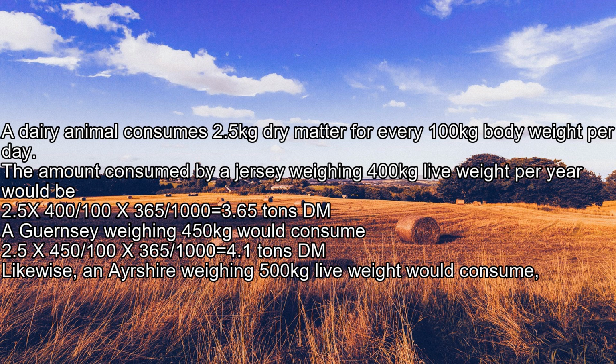The amount consumed by a Jersey weighing 400 kg live weight per year would be 2.5 x 400/100 x 365/1000 equals 3.65 tons DM. A Guernsey weighing 450 would consume 2.5 x 450/100 x 365/1000 equals 4.1 tons DM. Likewise, an Ayrshire weighing 500 kg live weight would consume.